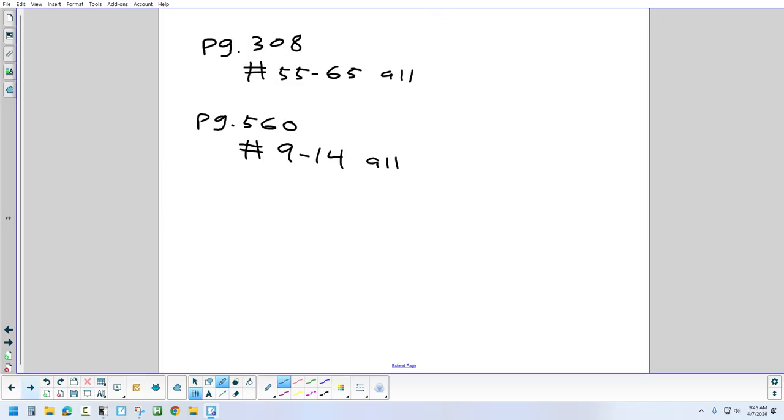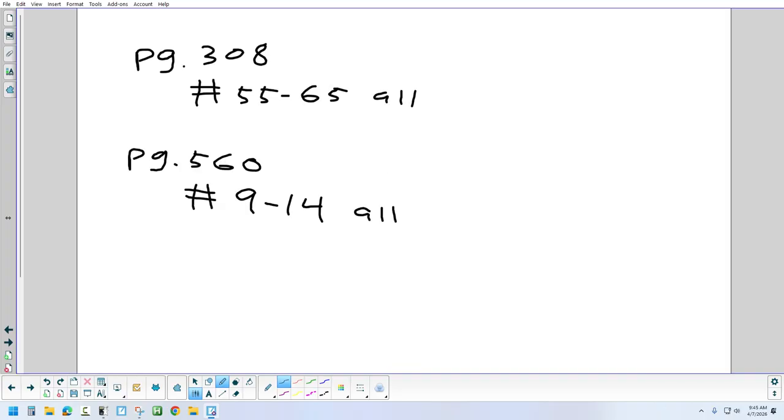All right. So the homework for tonight, it's on 2 different pages. The first page is what we finished up with the polar and rectangular. That's 55 to 65 all. And page 560, that's the complex numbers that we just started, 9 to 14 all. Okay, so we'll look at that tomorrow, and then we will finish up A4, and we'll start our last section, but we won't finish it until first thing.